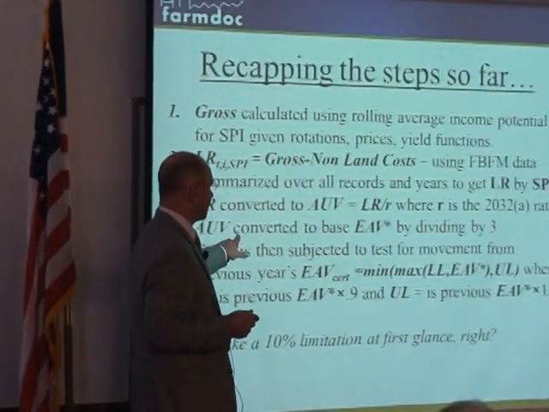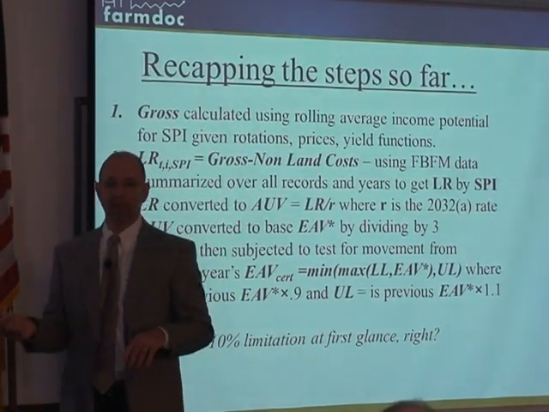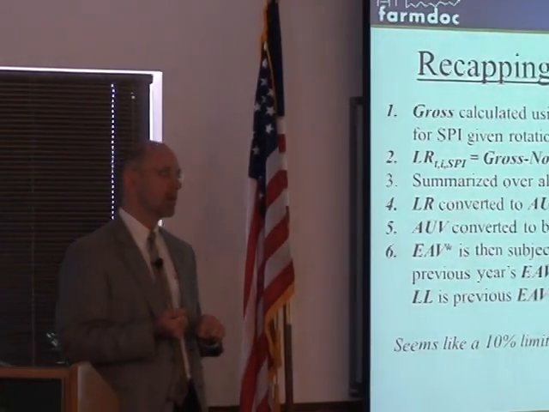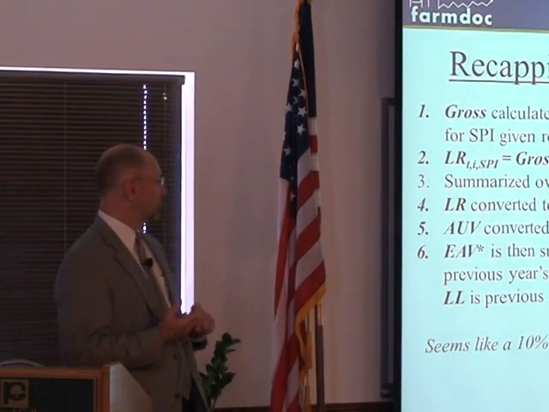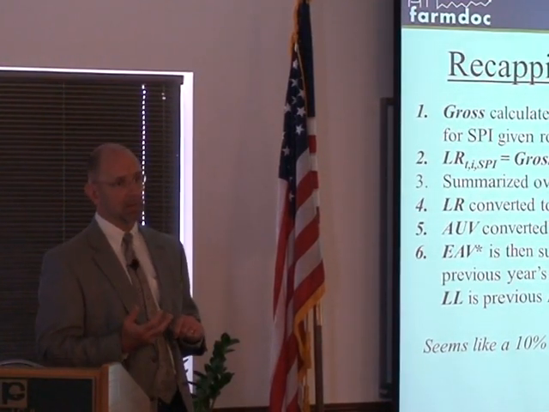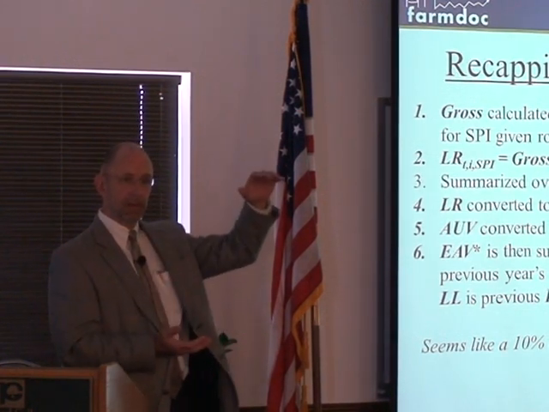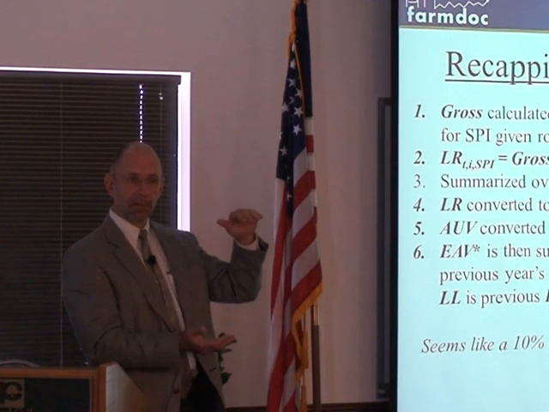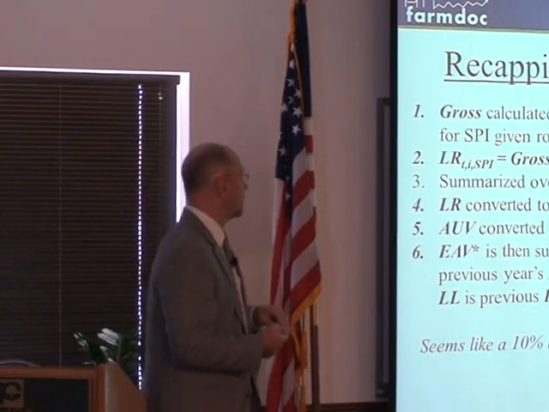That number is divided by 3 to come up with this equalized assessed value as calculated. So the star is as calculated. Okay? And then this is subjected to a test for a movement from the previous year's certified EAV. And the sheets you get, generally in paper form, that have a whole bunch of blank areas, are because the area that the 10% limitation applied to has grown through time to be a really big area.